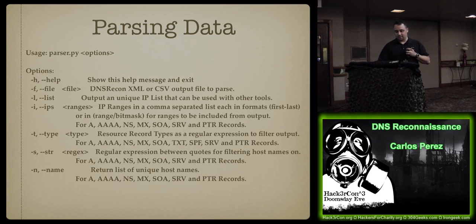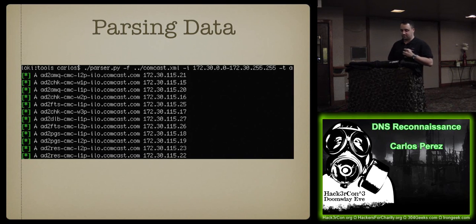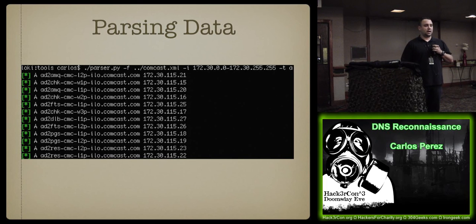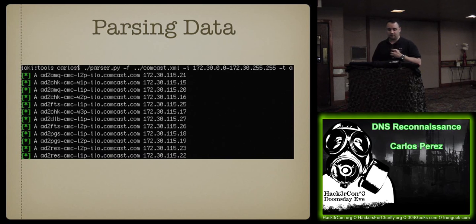Name, I can also give unique host names there. Here's an example in the case of Comcast. I got several 100,000 records on that one. So I only wanted those that were in the range for the ILO interfaces. So I only gave it the 172.30 range. I gave it a /16, and it brought me all of the ILO interfaces that they use for management.